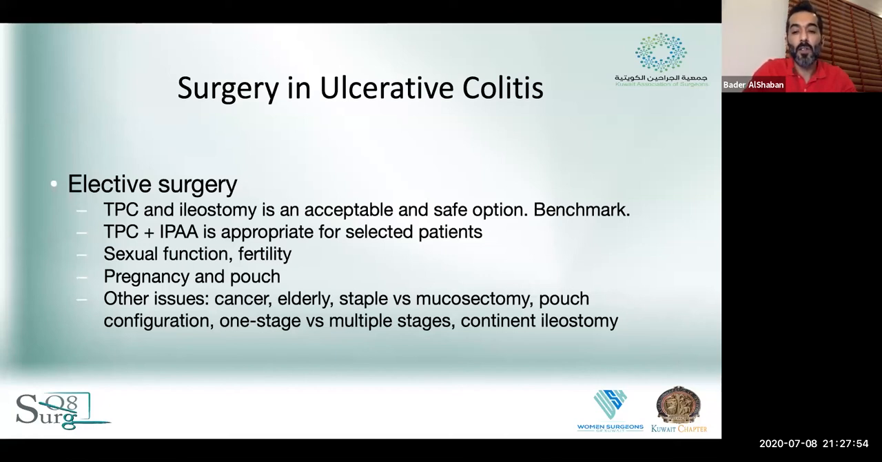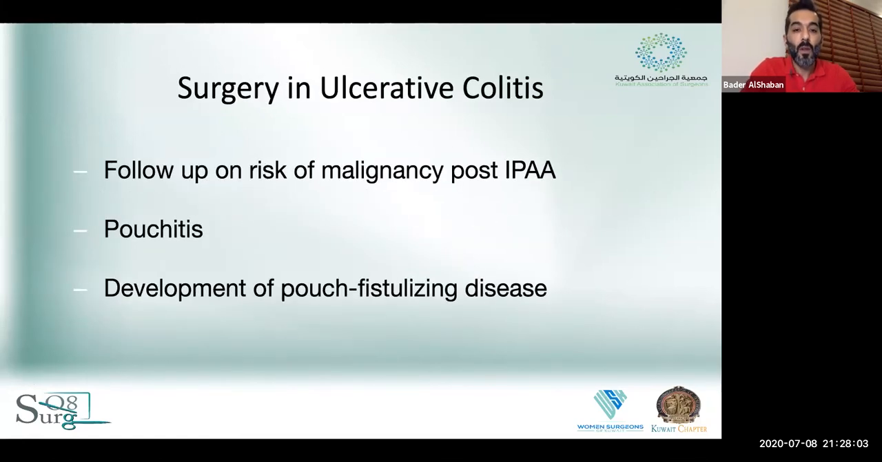And finally, there's the issue of the continent ileostomy, which I think is slowly disappearing. You still have to follow up on the small risk of malignancy even after the total proctocolectomy and the J pouch formation, because you do leave a cuff of 1 to 2 centimeters between the dentate line and the pouch which you give your patient.